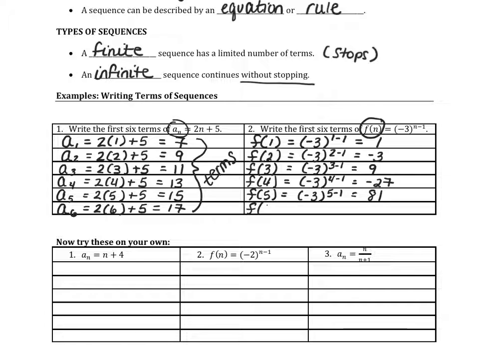And then plug in a 6. -3, 6 minus 1. 6 minus 1 is 5. So -3 to the fifth is -243. And that's all you have to do. We wrote out our 6 terms, right? So the number 1 when we plugged in represented our first term. We got out a 1. So these are the first 6 terms of our sequence.